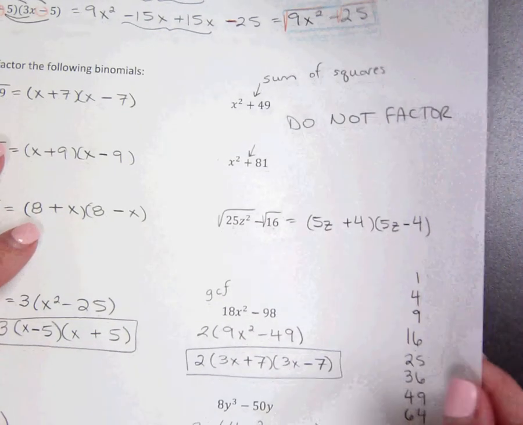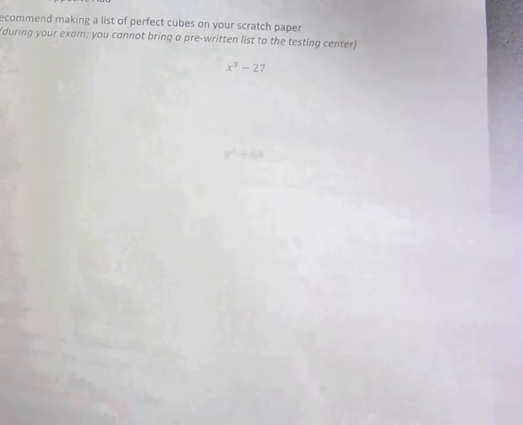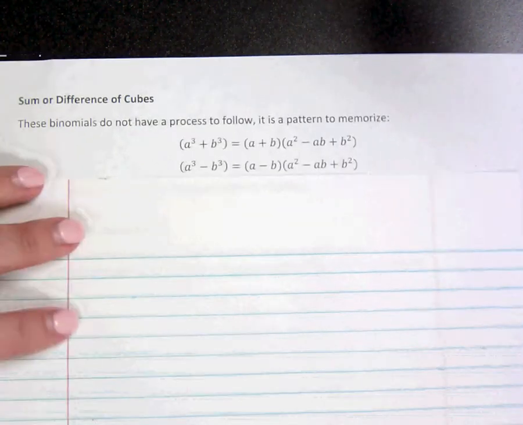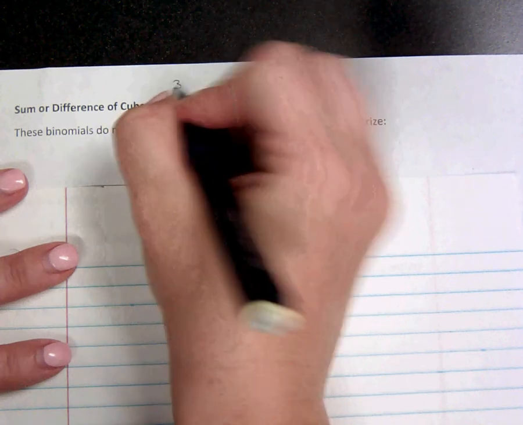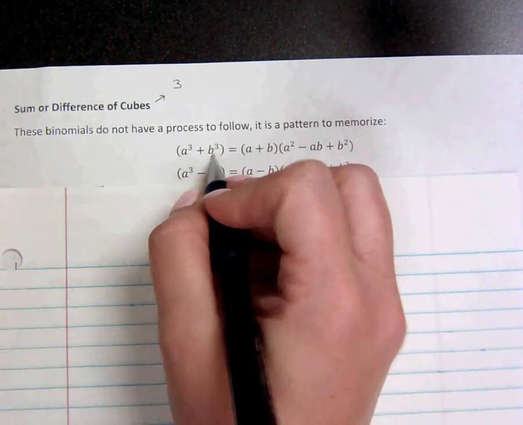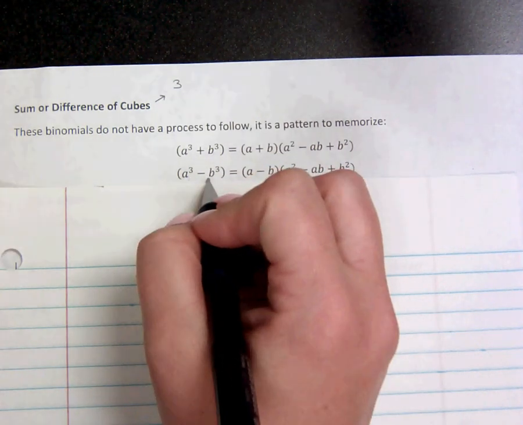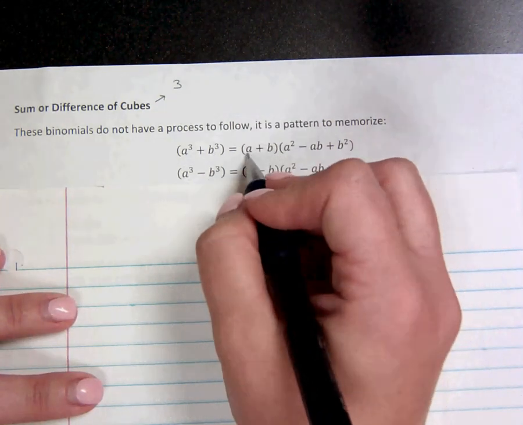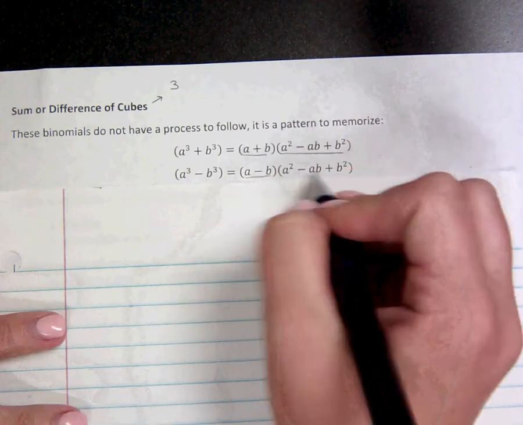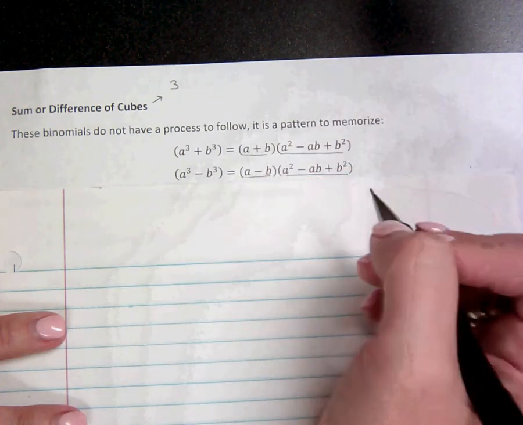Alright, so let's move on to cubes. Cubes is a little bit more involved. And once again, these binomials do not have a process to follow. It's just a pattern to memorize, similar to sum and difference of squares. So cubes are to the third power. And so anytime you have two things being added together to the third power or subtracted to the third power, they always break into a binomial and a trinomial that follow this same pattern.